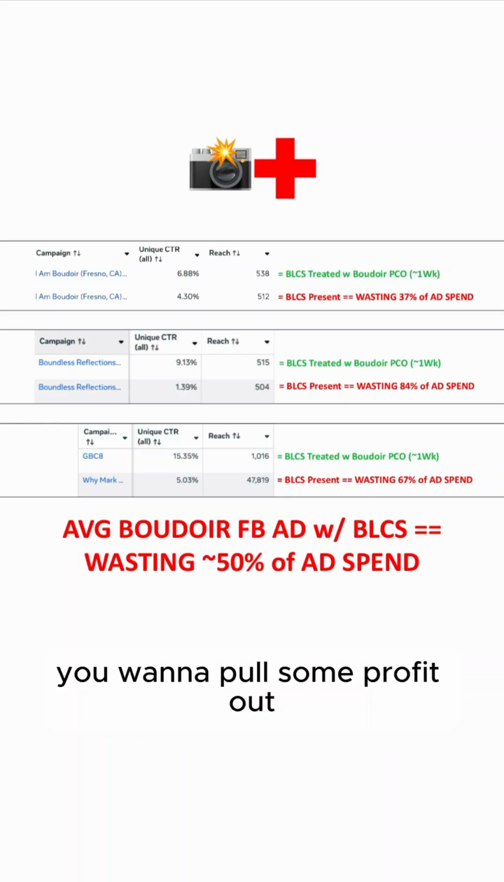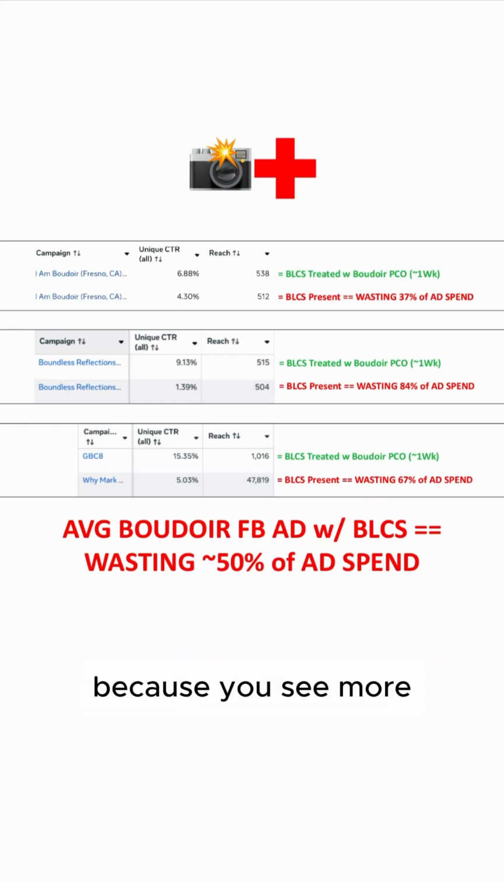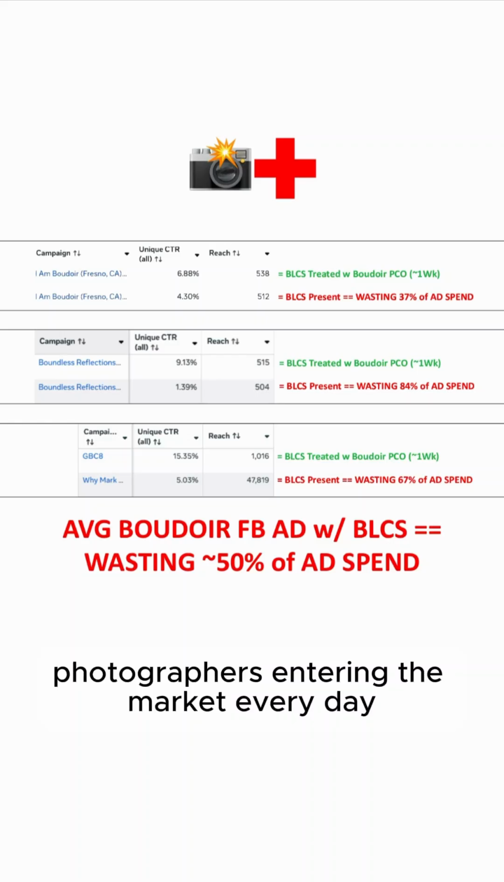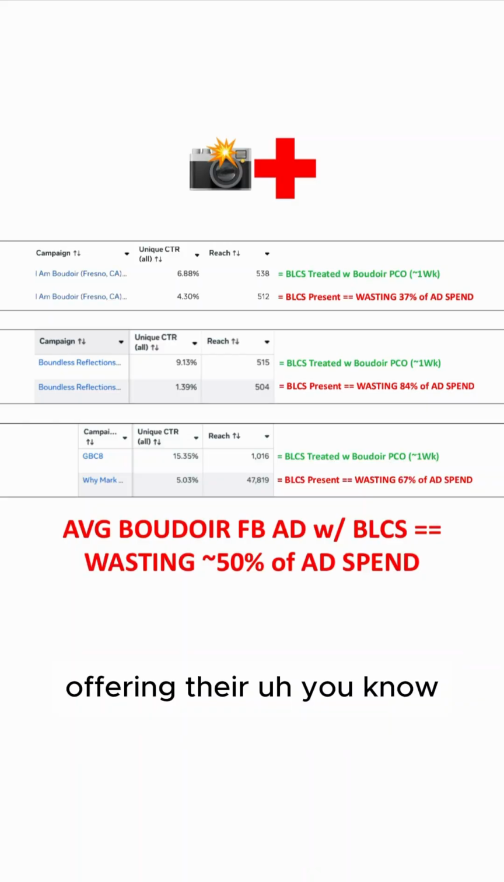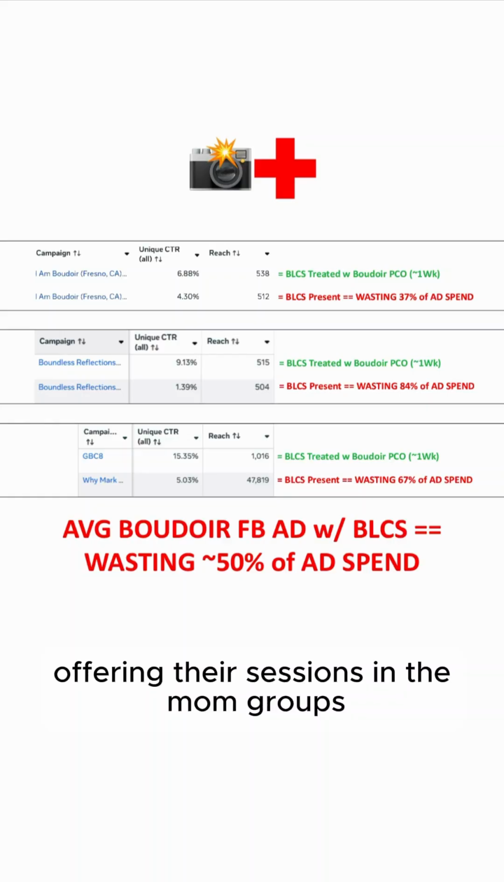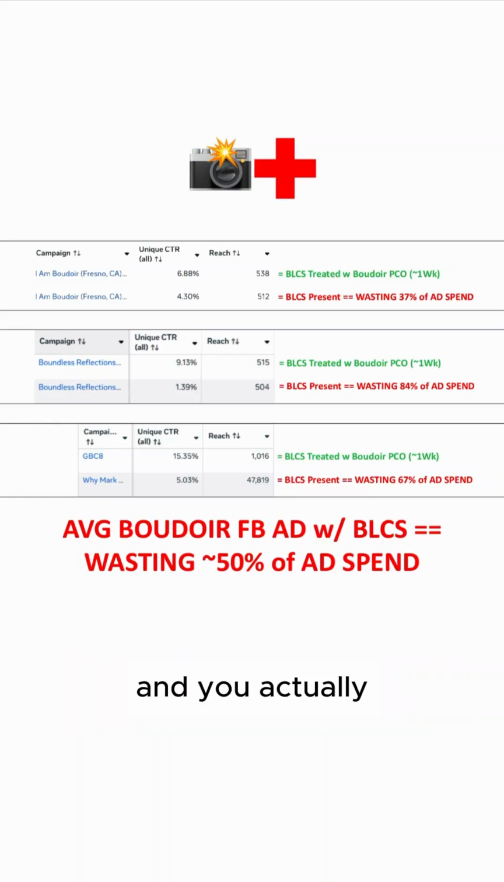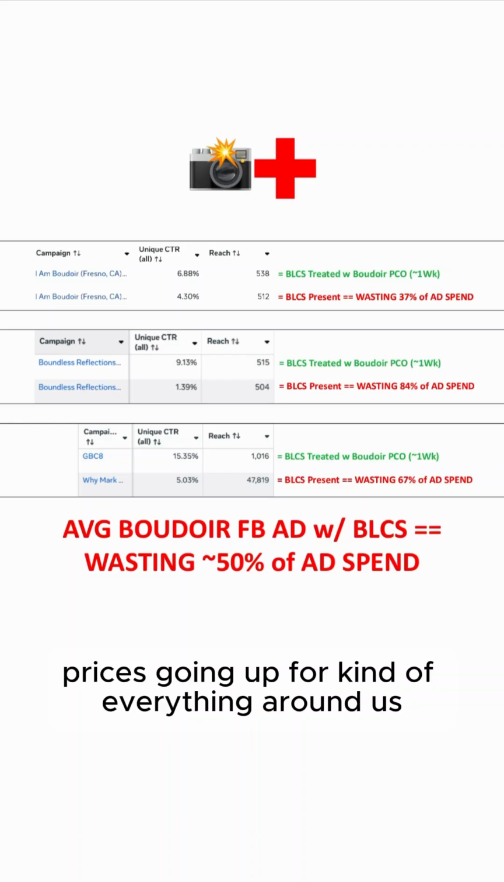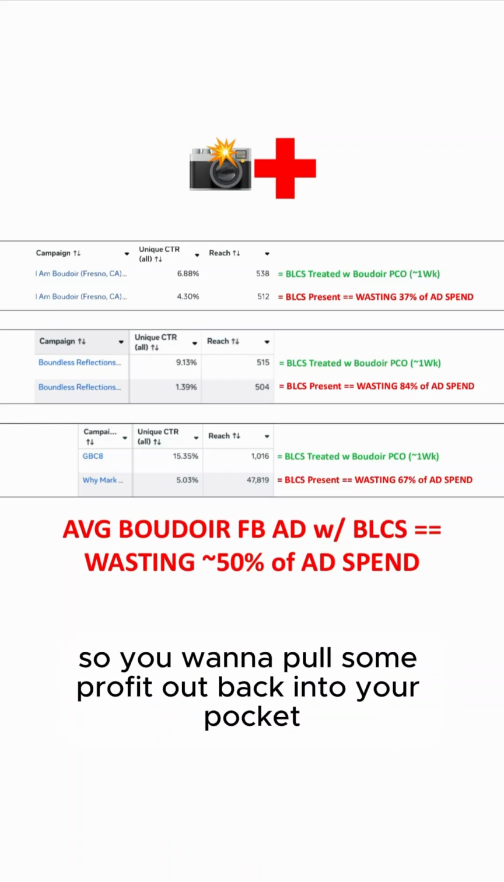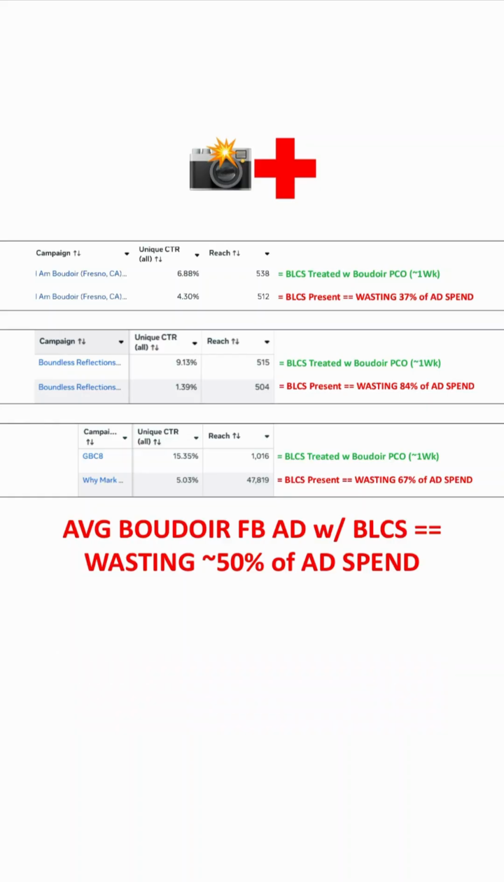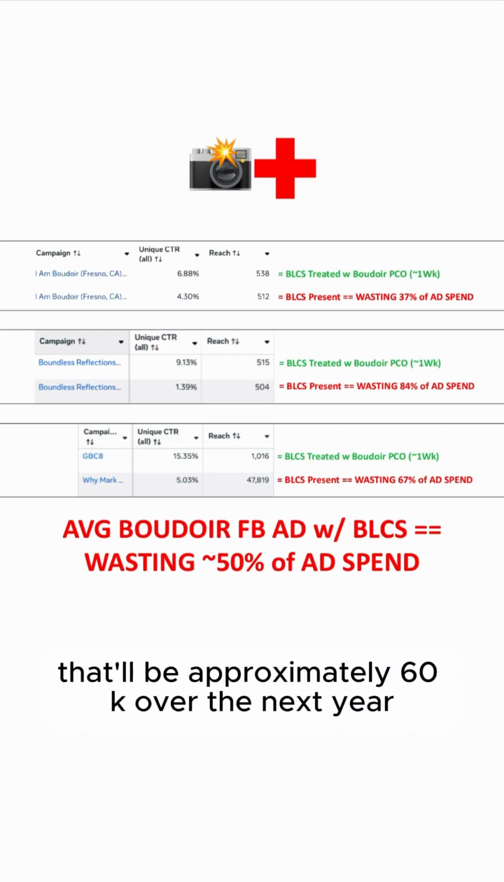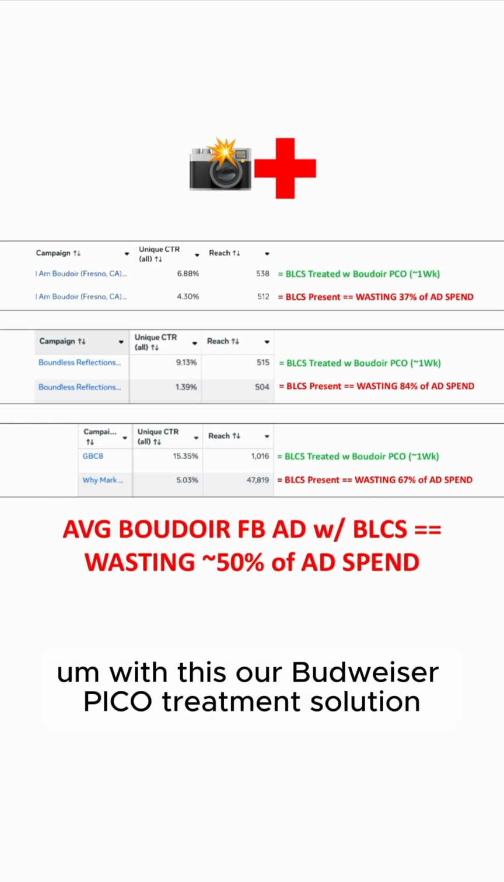You want to pull some profit out because you see more boudoir photographers entering the market every day, pushing prices down. Like Google Business Profile is going up, offering their sessions in the mom groups, and we've got inflation, prices going up for kind of everything around us. So you want to pull some profit out, back into your pocket, and we can save approximately 5K a month. That'd be approximately 60K over the next year with our Boudoir Pico treatment solution.